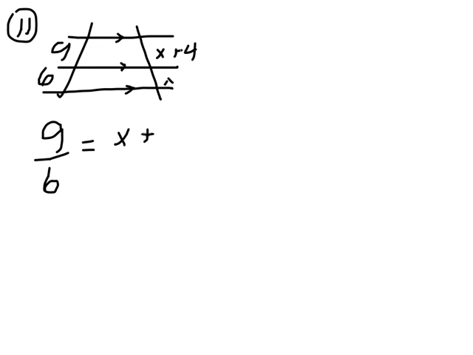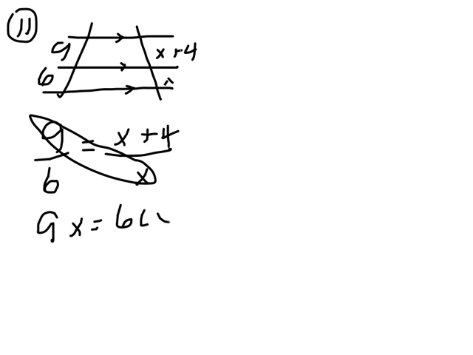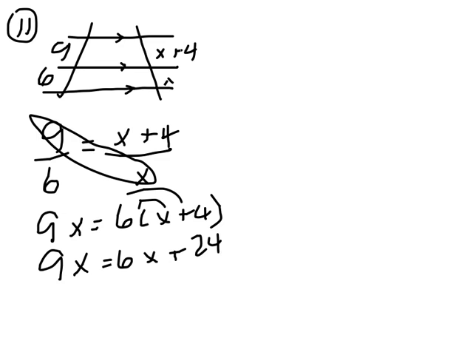And this is one of those things where the key to noticing what to do is that these segments are all parallel to each other, those lines are. So since they're parallel, all you got to do is match them up and make a proportion. You could say 9 goes to 6 the way that x plus 4 goes to x. And then when you cross multiply, you get 9x equals 6 times x plus 4. So that would be 9x equals 6x plus 24.